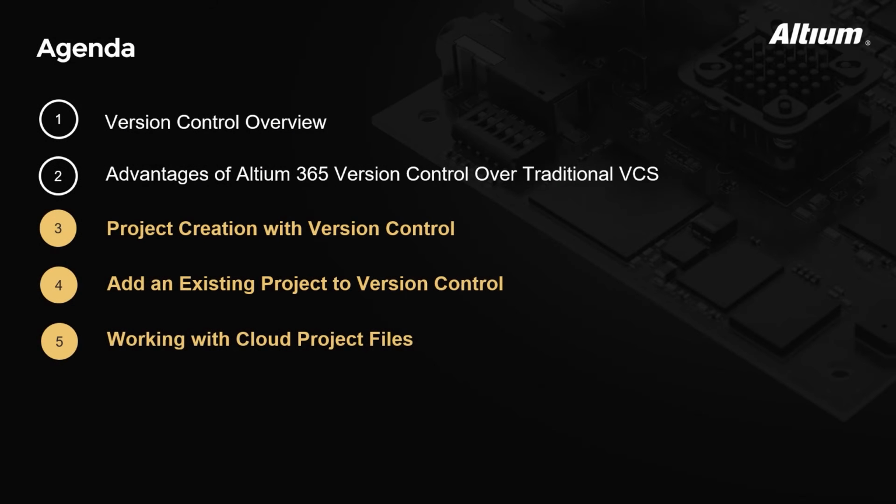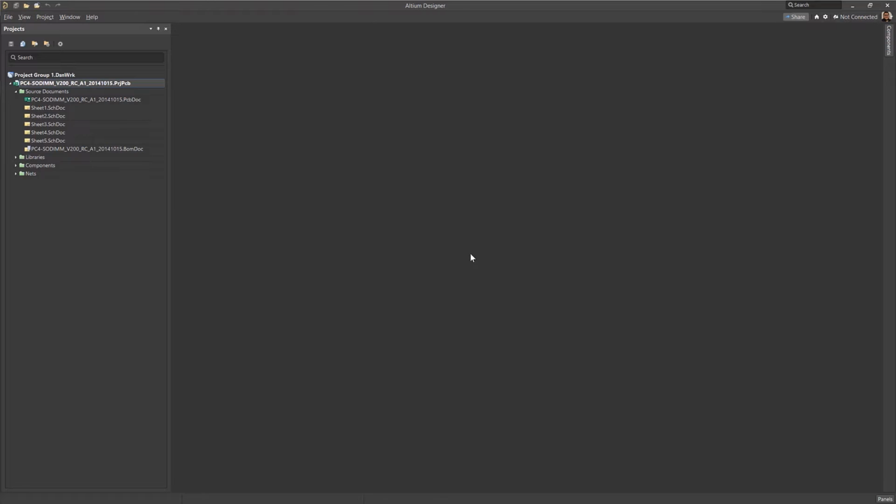Now let's switch to Altium Designer and connect to an Altium 365 workspace. I'll show you the process of creating a project with version control and how to add an existing project to your workspace. We'll start off here in Altium Designer 20.1. You see that it says not connected, so I click on it and I connect to Altium 365 right there.